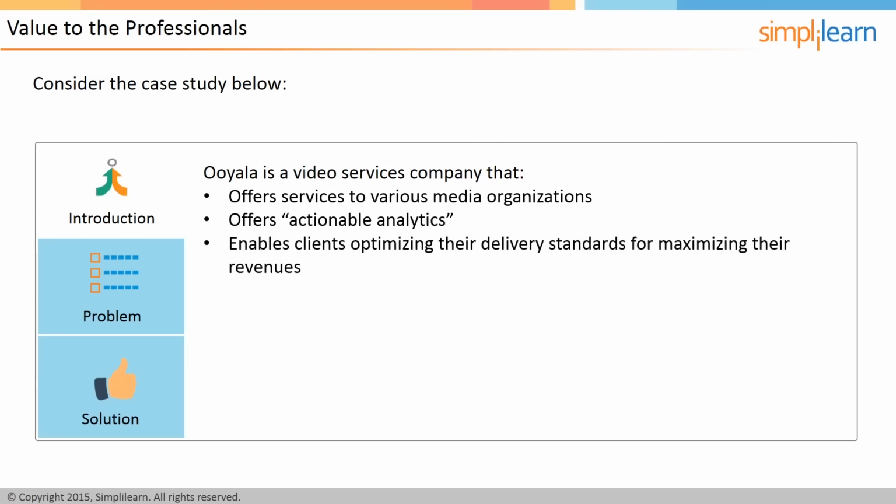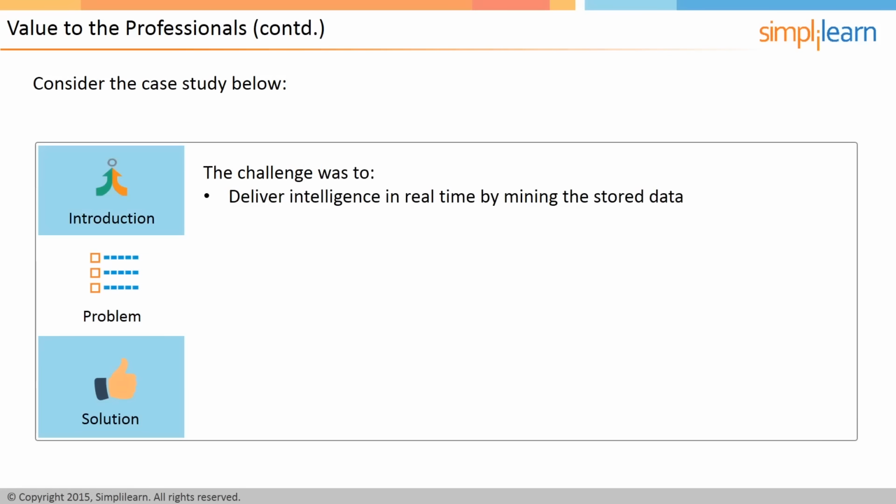The analytics engine of the organization processes more than 2 billion analytics events every day. These analytics are obtained from about 200 million viewers across the world watching videos on an Ooyala-powered player. Now, the challenge for Ooyala was to deliver intelligence in real time by mining the stored data. The data included personalized content recommendations to clients and viewing patterns. In addition, the organization needed to run real-time interactive SQL queries and MapReduce faster.